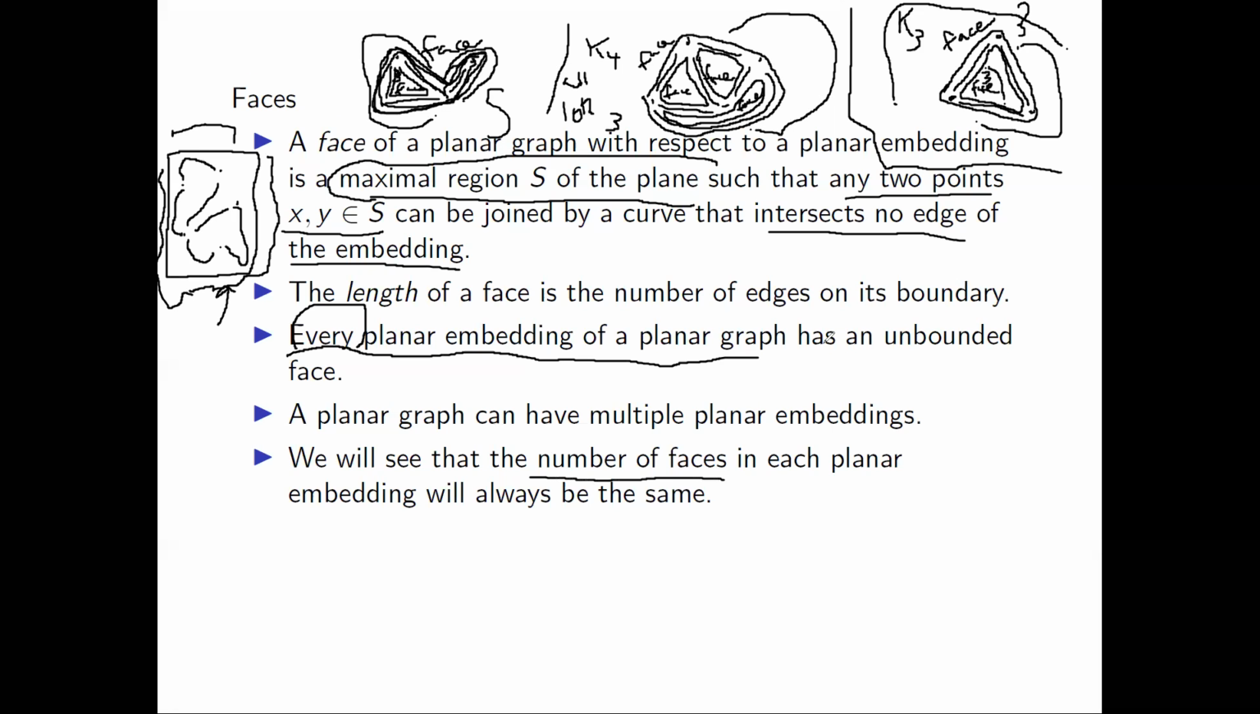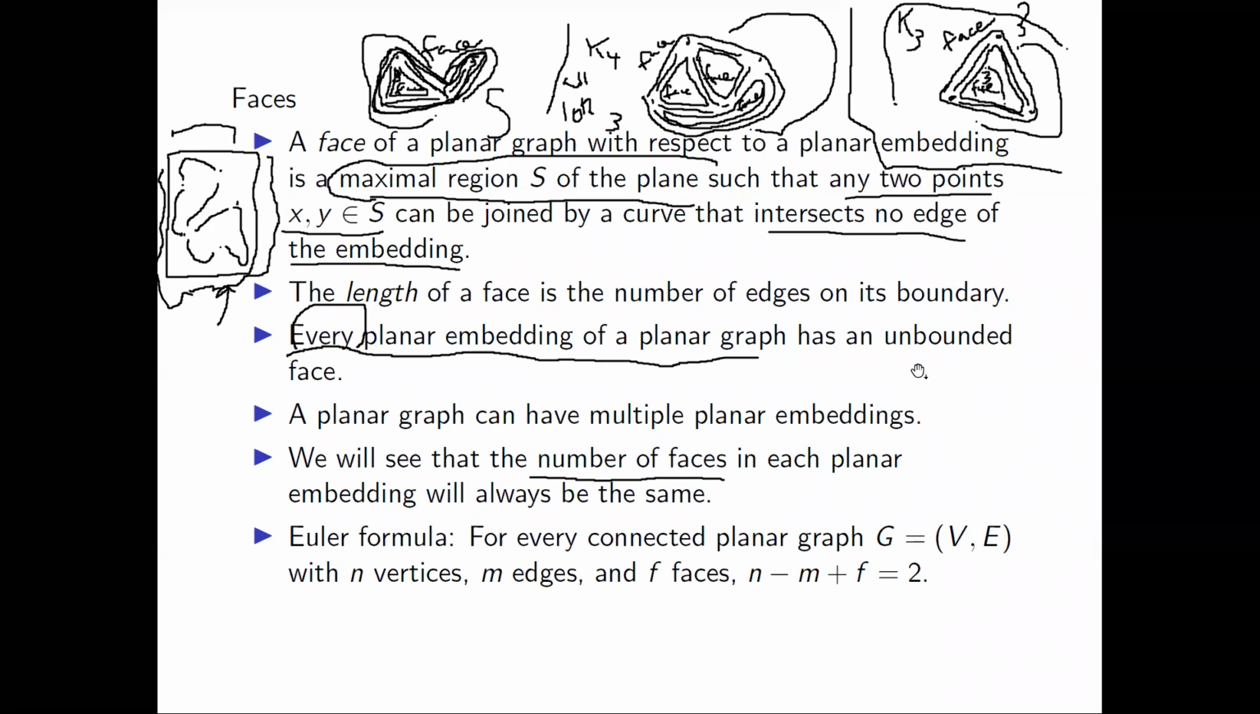And in general, we can give a pretty simple formula for the number of faces in terms of the number of vertices and the number of edges. It's called Euler's Formula. And we're going to prove it in this video for connected graphs. And I'm going to leave it as a problem to you to figure out what the formula should be more generally for any graphs, including disconnected graphs. Here's the formula. For every connected planar graph G with order n, m edges, and f faces, we have the equation n minus m plus f equals 2.